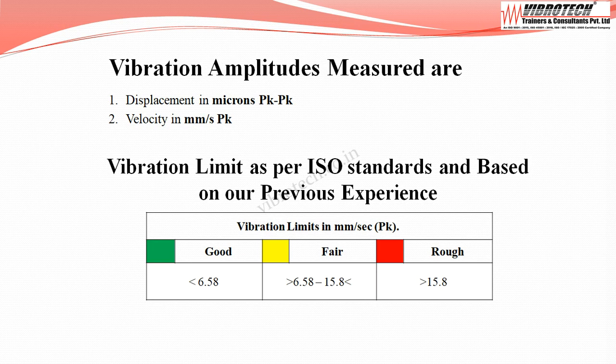Now onto the vibration limits. As per ISO standard and with our previous experience, when the velocity falls below 6.58 millimeters per second peak, it is considered as good. When the velocity falls between 6.58 to 15.8 millimeters per second peak, it is considered as fair. And when the velocity falls above 15.8 millimeters per second peak, it is considered to be rough.